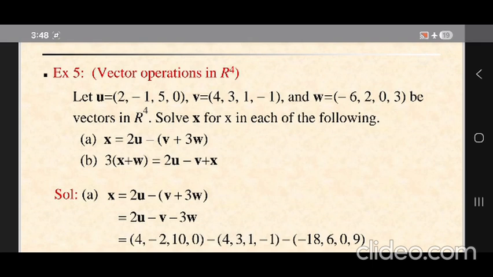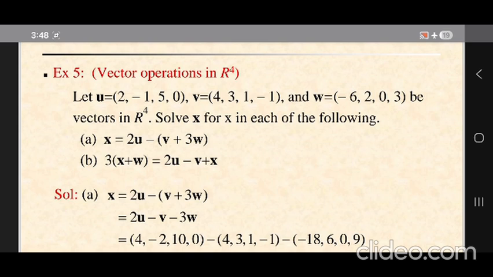Then an example: vector operations in R^4. R^4 means taking 4 elements in the vector. Let u equal to 2, minus 1, 5, 0, v equal to 4, 3, 1, minus 1, and w equal to minus 6, 2, 0, 3 be vectors in R^4. Then solve for the x value.